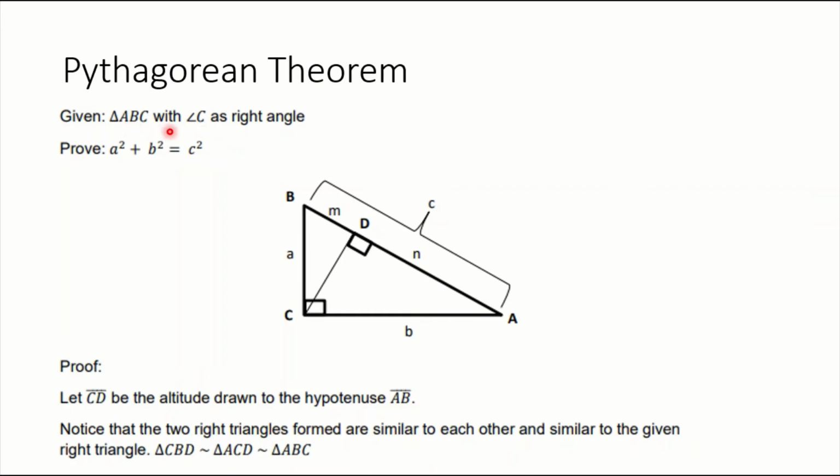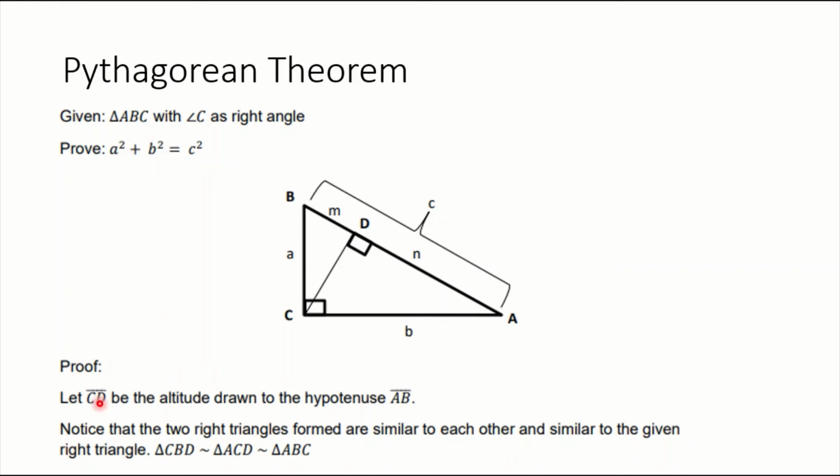Given triangle ABC with angle C as a right angle, ito po yon, triangle ABC. Yan. Then yung angle C is yung right angle. So yung katapat niya is the hypotenuse, yung pinakamahabang leg. Tapos ito namang A and B yung mga legs. Prove A squared plus B squared is equal to C squared.